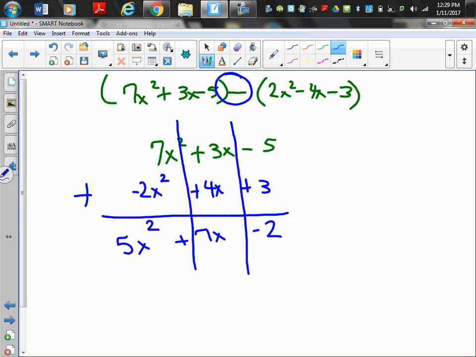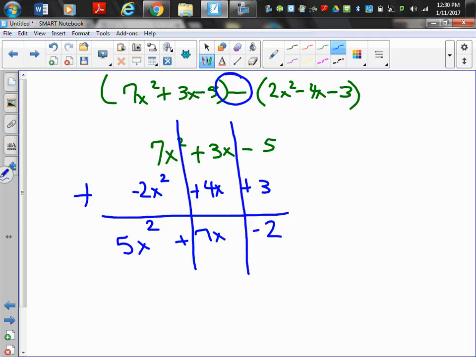Alright, so let's look at another one. Wait, I have a question. Then why is the negative 5 one not changed? Because the first number stays exactly the same. I'm not taking anything from this. I'm not changing this first one. The only one you change is the one right after your minus sign.